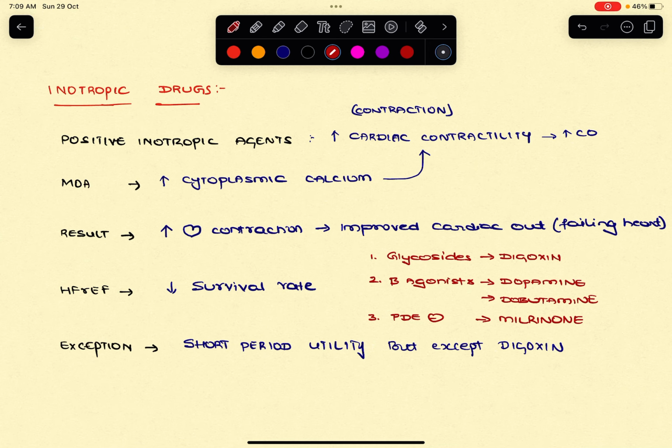All these drugs' common mechanism is that they are going to increase the intracellular cytoplasmic calcium level, thereby leading to increase in the cardiac contractility. And use of these drugs will be for only a shorter period of time, except for digoxin, and the survival rate in case of heart failure with reserved ejection fraction is very less.